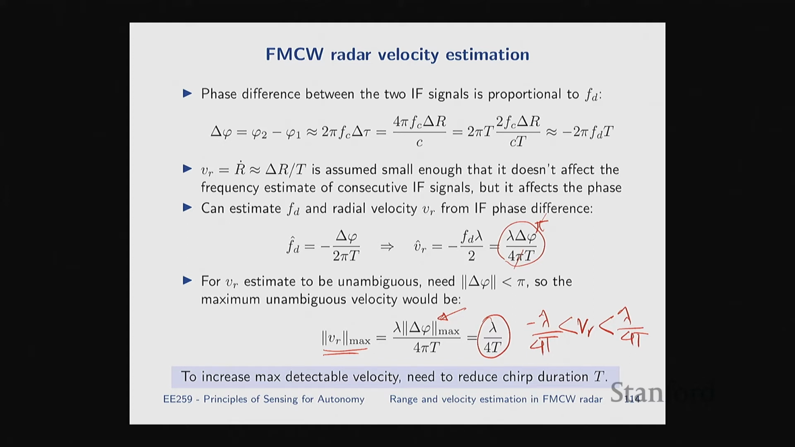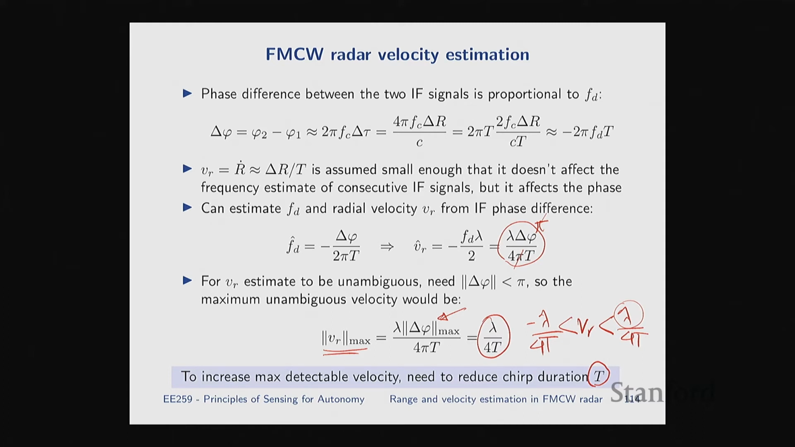And if you need to increase that limit on what velocity you can detect, one thing you can do is go to higher frequencies, smaller lambdas. So that's one reason 77 gigahertz is better than 24, one of the many reasons. Or you can reduce t, so send shorter chirps, and that helps with your unambiguous velocity. Okay, so this is fine. This is one way you can estimate velocity.